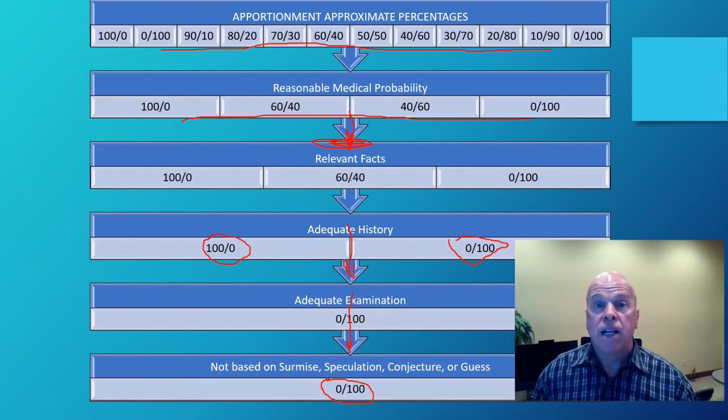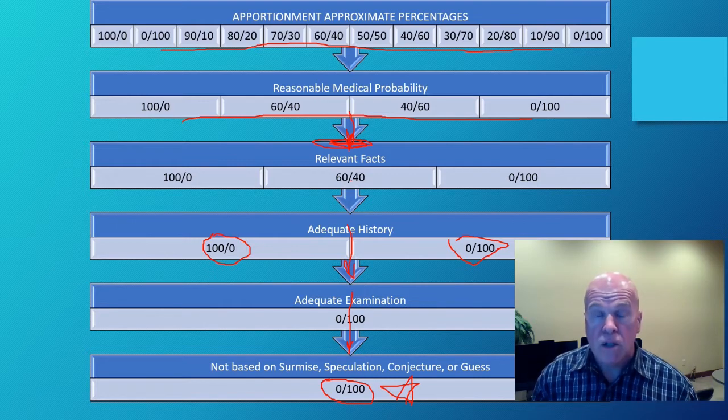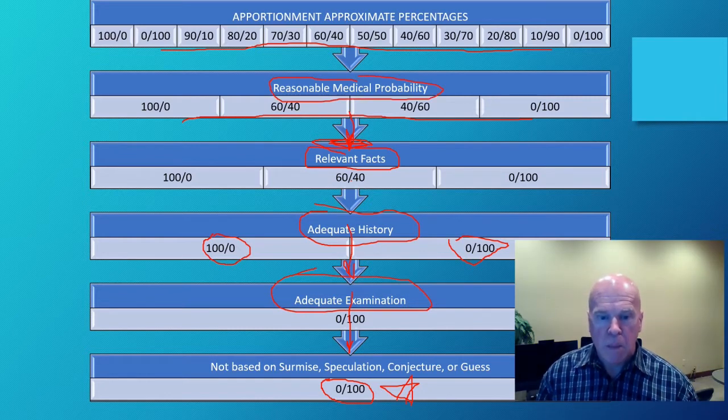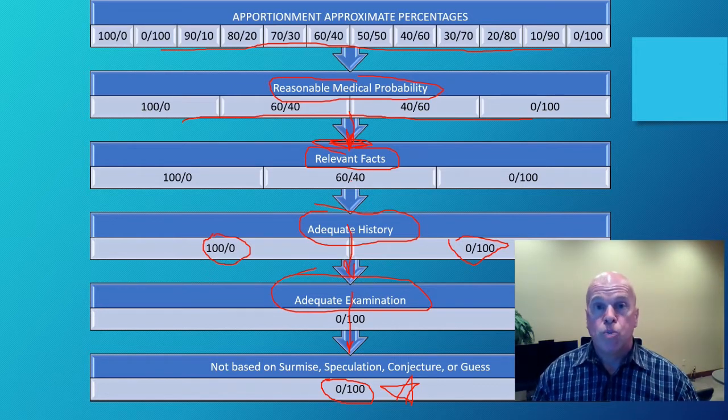And there's a very, very high likelihood that because this opinion has survived the filtration system and has passed through each of these rigorous criteria, this opinion is the accurate, true, and correct apportionment approximate percentages based upon the relevant facts, based upon an adequate history, based upon an adequate examination, based upon reasonable medical probability. The number that survives these filters is the substantial opinion that can be used by the judges and used by the courts and can be used to resolve the case.